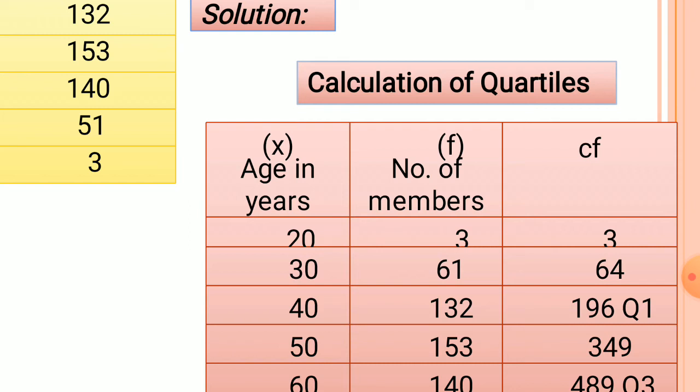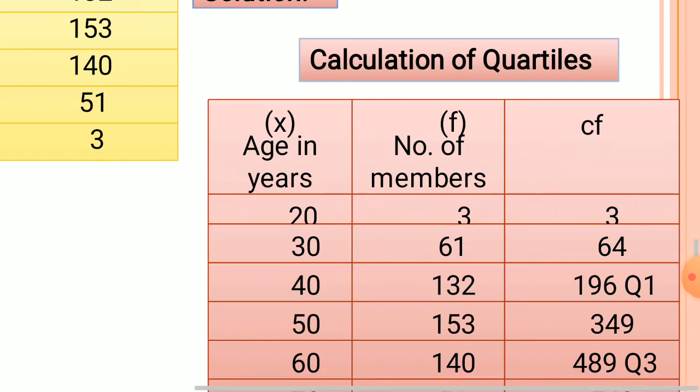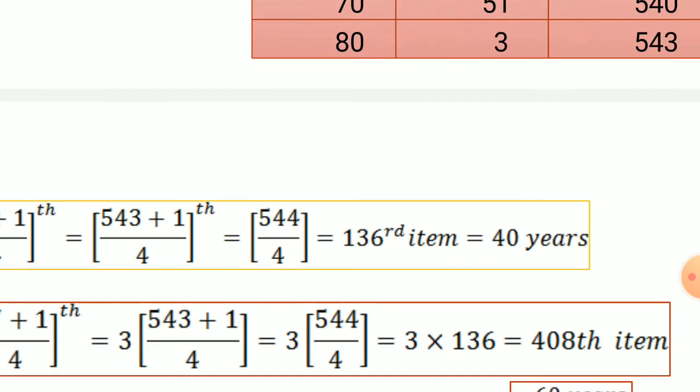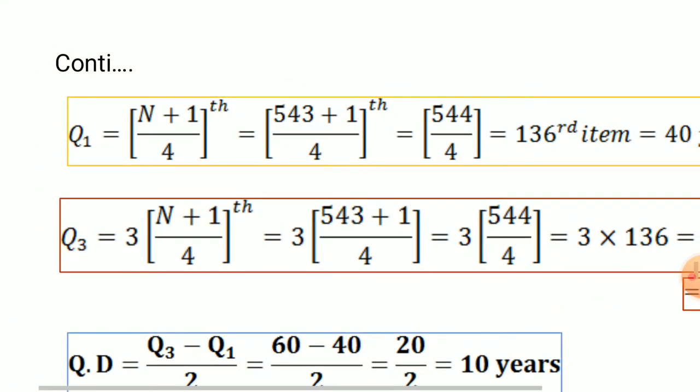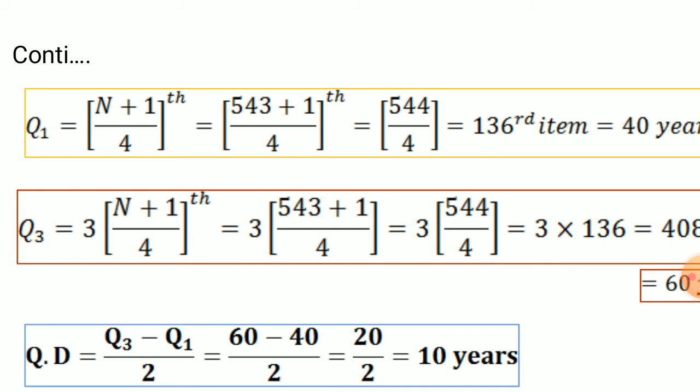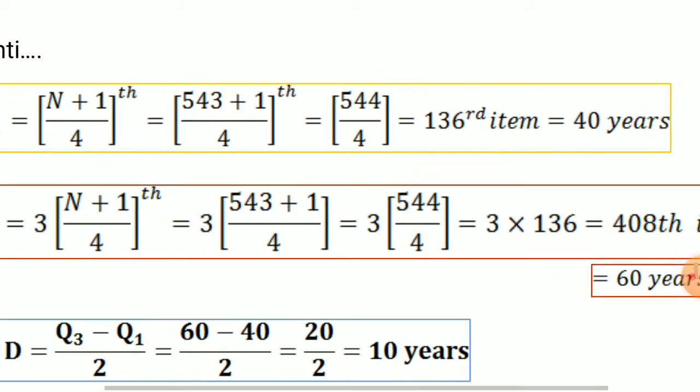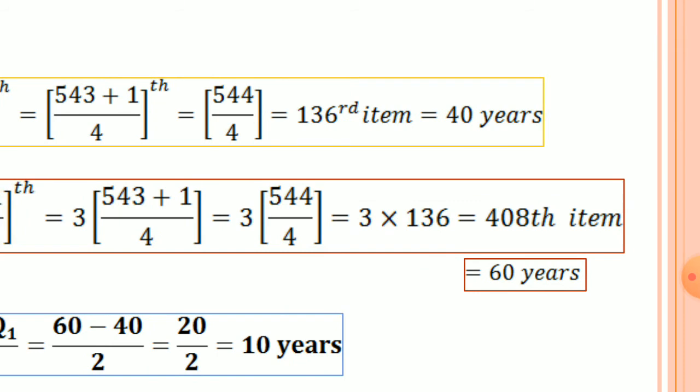So against that CF is known as the q1 value, that is 40. So therefore q1 is equal to 40 years. So likewise q3 is to be calculated as 3 into (n plus 1) by 4th. 3 into 543 plus 1 by 4 is equal to 3 into 544 by 4. Therefore 3 into 136 is equal to 408.